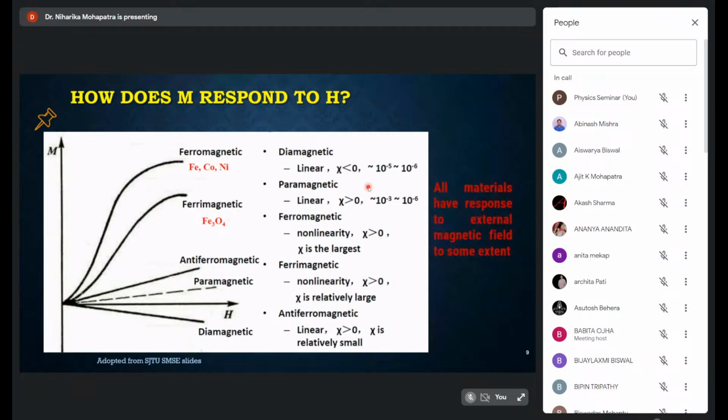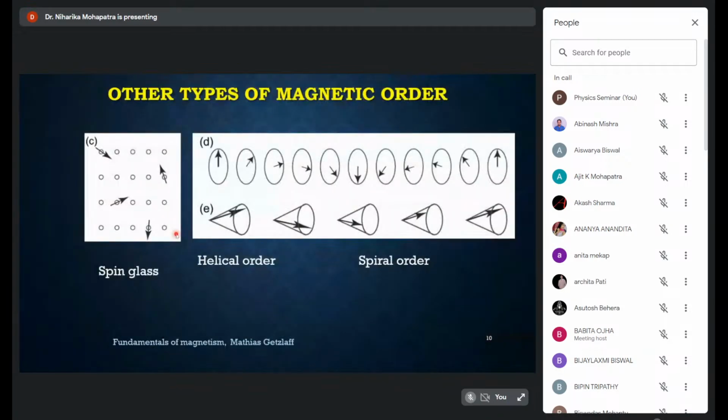But there are certain magnetic systems, some of the recent discoveries, where by looking at this response, you cannot really categorize what will be the magnetic property. And this comes under a kind of magnetic order that is known as helical or spiral order. You will come to know why this order is so important. There is also another kind of disordered system, but order in disorder, that is known as spin glass, which you can compare with your normal glassy system.